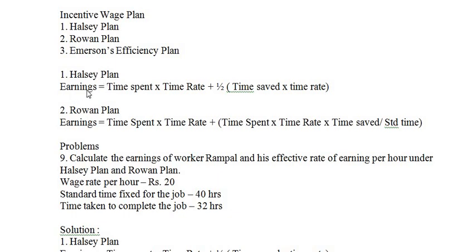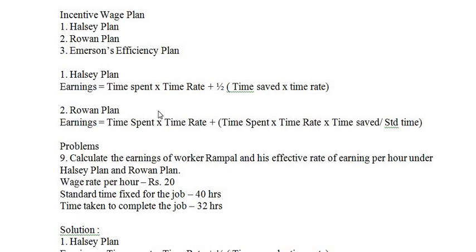Now there is a formula to calculate this. Earnings is equal to time spent into time rate plus half of time saved into time rate. So this is the formula under Halsey plan. Here the focus is on how much time is saved, and based on that, bonus will be given.